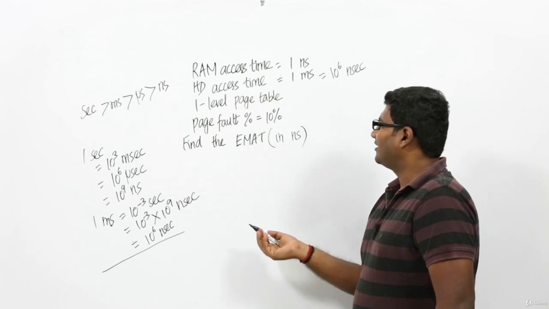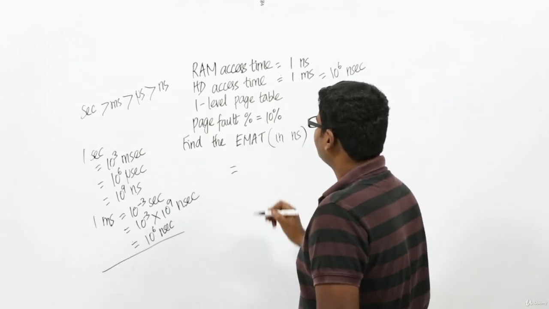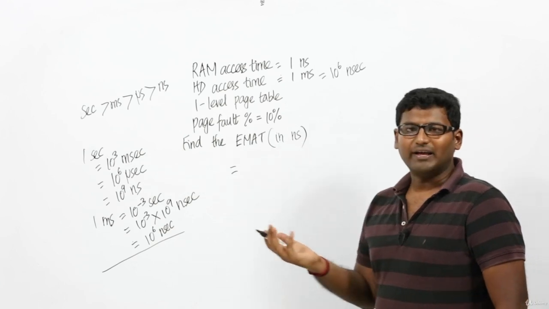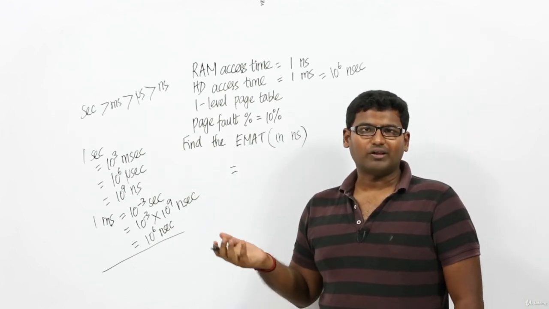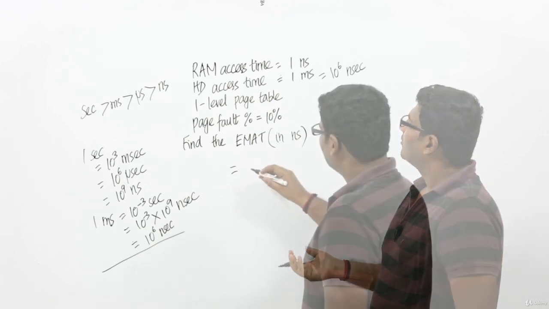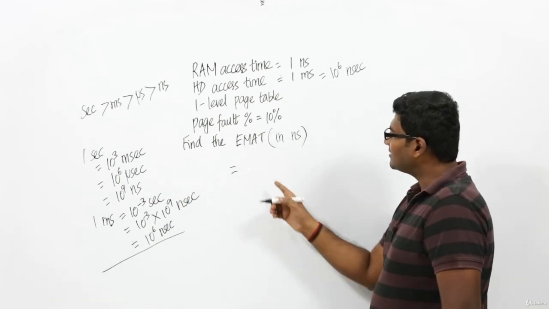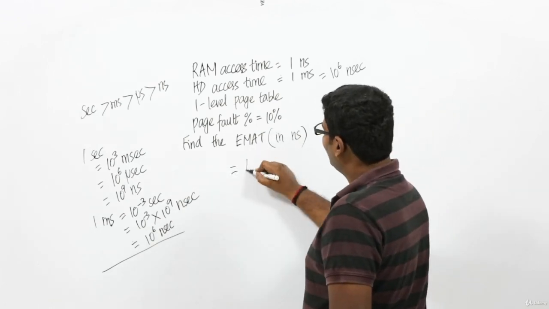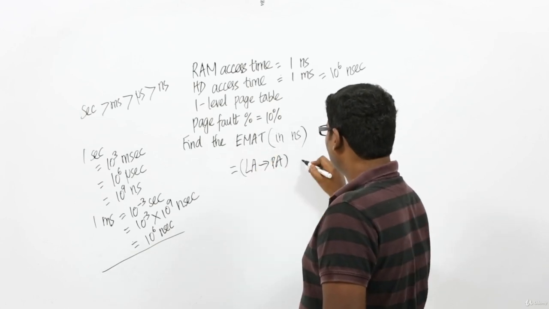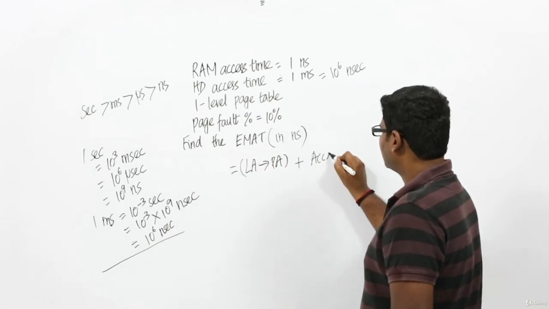Now it is very straightforward. We can calculate it. Here nothing is given about TLB, the translation lookaside buffer is not given, so you can assume that we don't use TLB here. Again, I'm dividing this effective memory access time into two steps: conversion of logical address into physical address, plus accessing the byte.